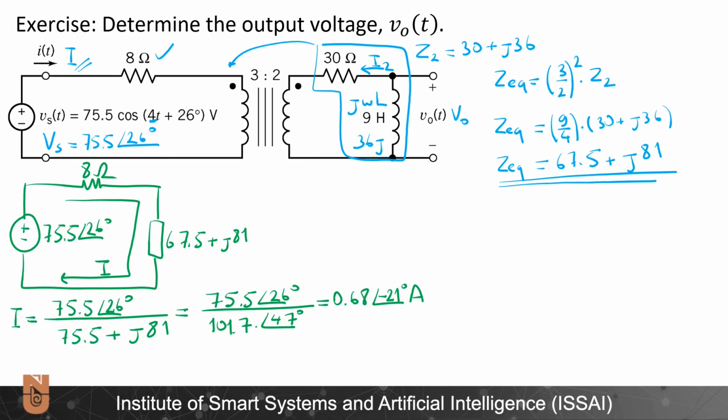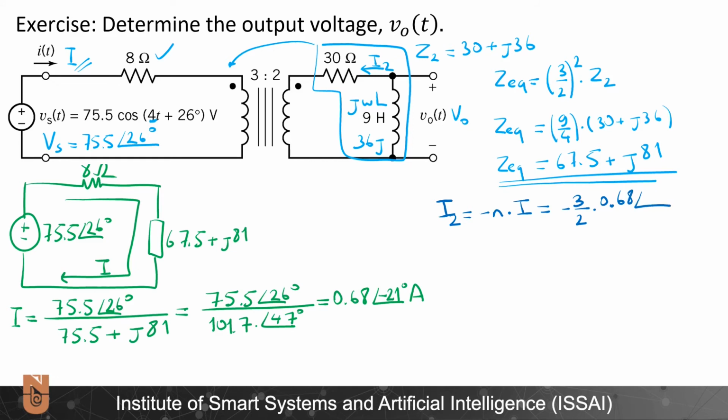So far so good. Now I know the current in the primary coil, and I can calculate the current in the secondary coil using the general equations for the ideal transformer. I2 will be equal to minus n times I, which is equal to minus 3 over 2 times 0.68 with an angle of minus 21 degrees. Accordingly, I2 will be equal to minus 1.02 with an angle of minus 21 degrees.